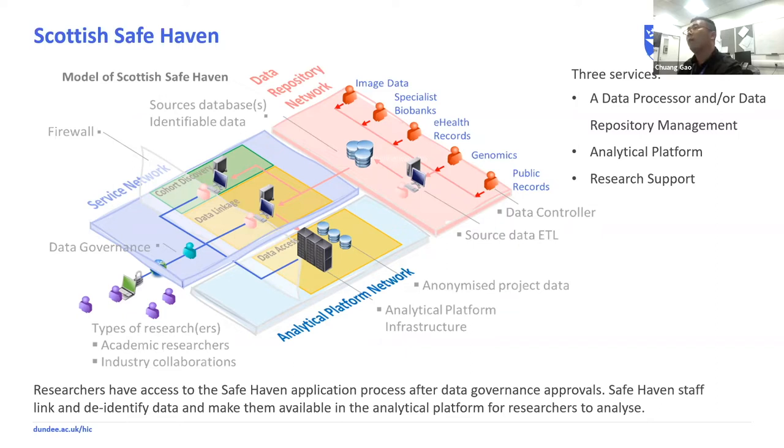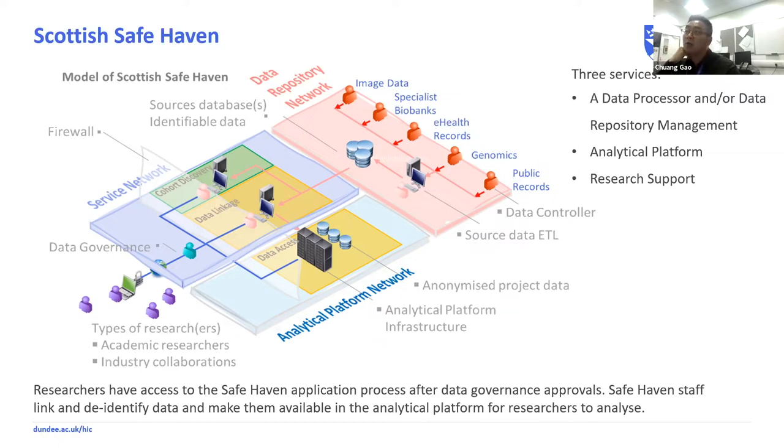So from this table, a summary of safe haven services could be, first of all, data repository management. That's part of a safe haven's job. And then analytical platforms. Another point to raise here is that not all safe havens support their own analytical platforms. HIC, we do have our own infrastructure team to support an analytical platform based on the university network of the University of Dundee.